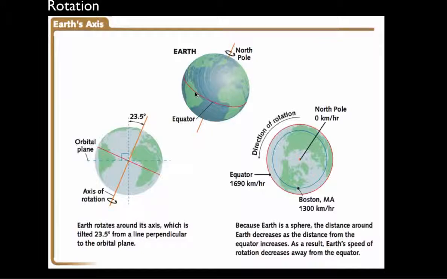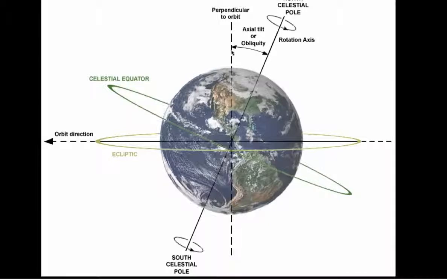Now, Earth is not straight up and down. It is tilted in relation to the sun about 23.5 degrees. Somebody came along once and tipped us over and never put us back. That's the way it goes. That causes something kind of cool.